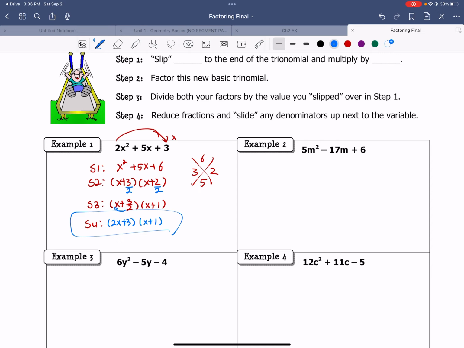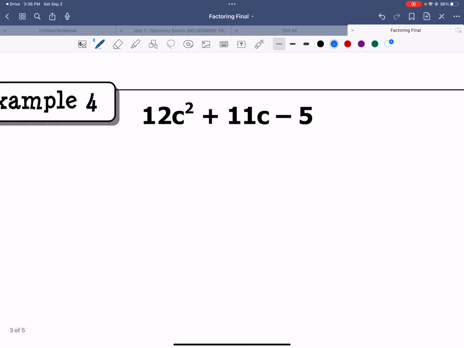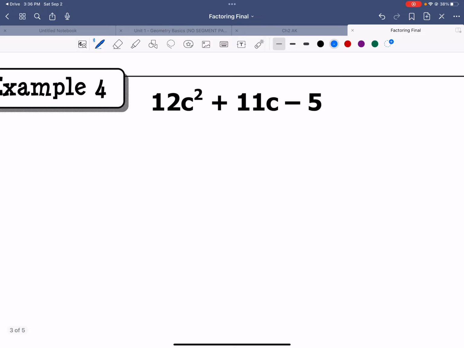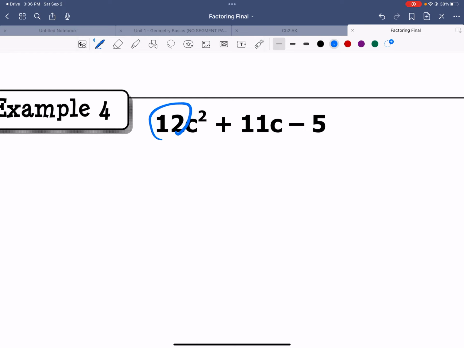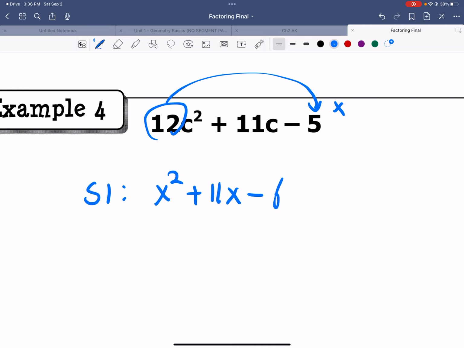Let me go over question number 4. What's the smallest number out of this one? 5. And see if 5 goes into 11. Nope, it does not. So there's no GCF in this case. So step number 1, let's move the first number to the last number and then multiply. So it's going to be x squared plus 11x minus 12 times 5, which is 60.